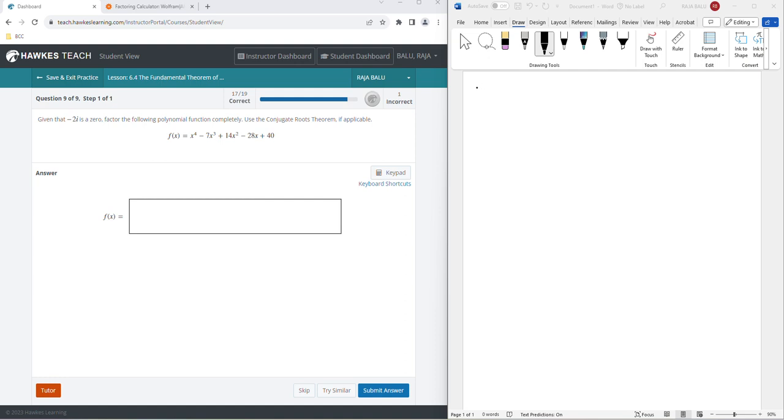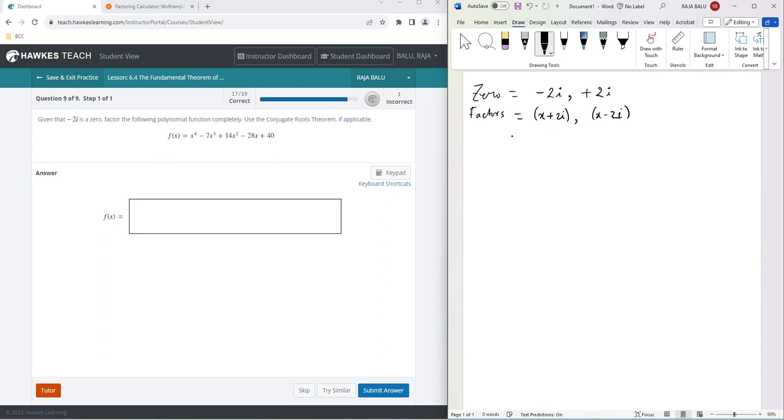So it's given negative 2i is a 0. So I write it down, 0 equal to negative 2i. But we know that whenever you have a complex number, in this case it's purely imaginary, then its brother will be showing up, the conjugate of it, so plus 2i. So I have two zeros which can actually divide my polynomial, and based on the 0 you can develop the factor. Just flip the sign, so x plus 2i and x minus 2i.